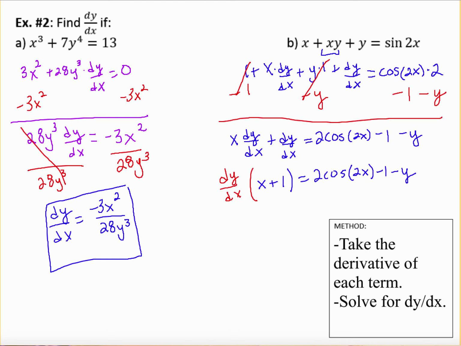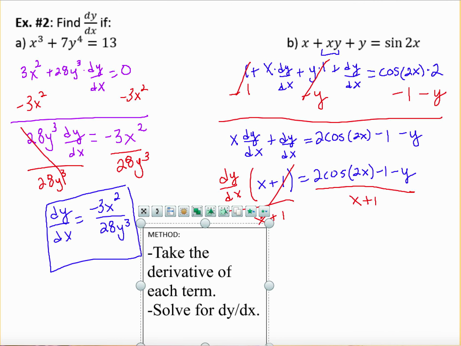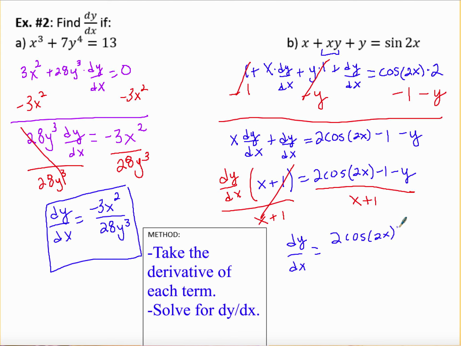And finally, we've got one last step to get dy/dx alone. It's getting multiplied by x plus 1, so we are going to divide by the quantity x plus 1. And let's move this over a bit. There we go. And my final answer is dy/dx is equal to 2 times the cosine of 2x minus 1 minus y, all divided by the quantity x plus 1.